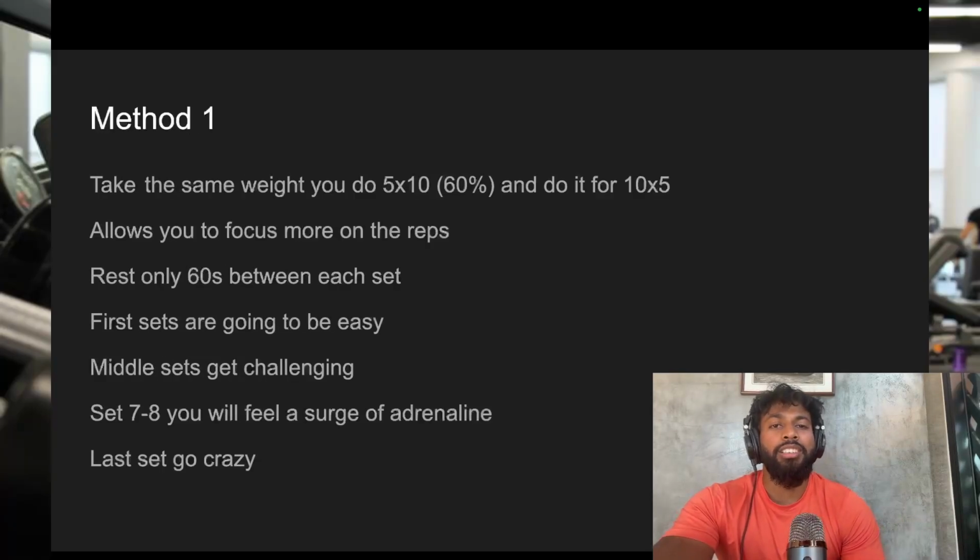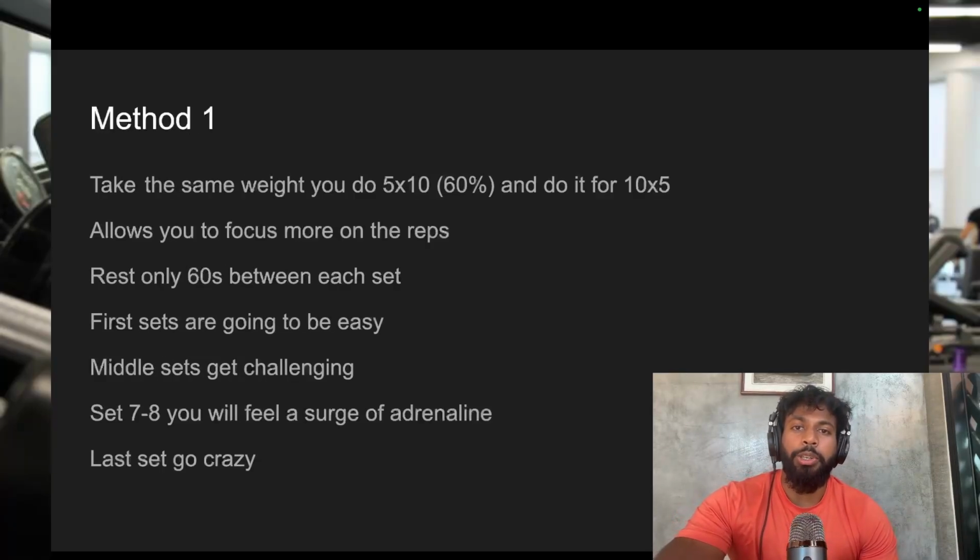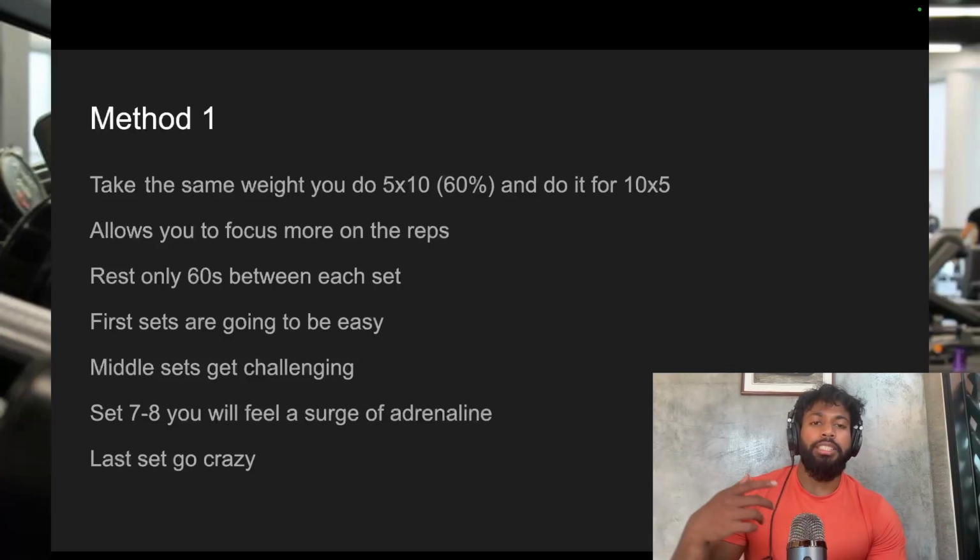All right, how to do it. I'll go over some methods on how to do it very quickly. So method 1, take the same weight you do 5 sets of 10 with and do it for 10 sets of 5. So we did 5 sets of 10 in the last video with volume, but instead of doing 5 sets of 10, we do 10 sets of 5. I discovered this in the Juggernaut method, inverted. It's actually very good. You incorporate the volume just in a different manner.